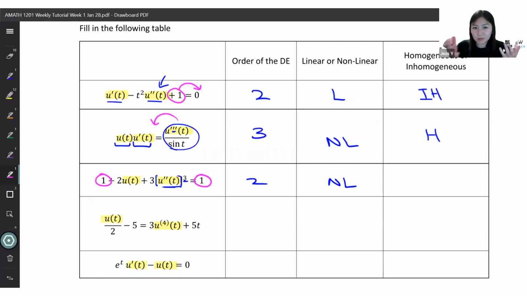But be careful, there are ones on both sides. So technically I can just subtract 1 from both sides and they'll disappear. They cancel each other out. So we actually end up with a 0 on the right-hand side. So this one actually is homogeneous. Okay.